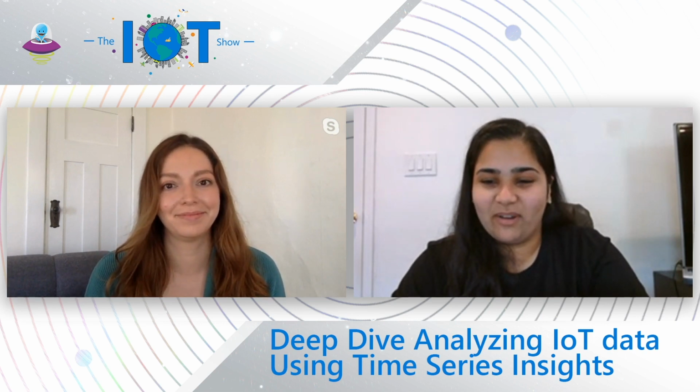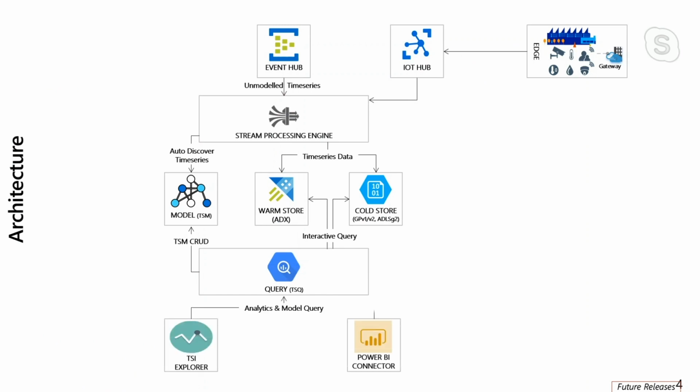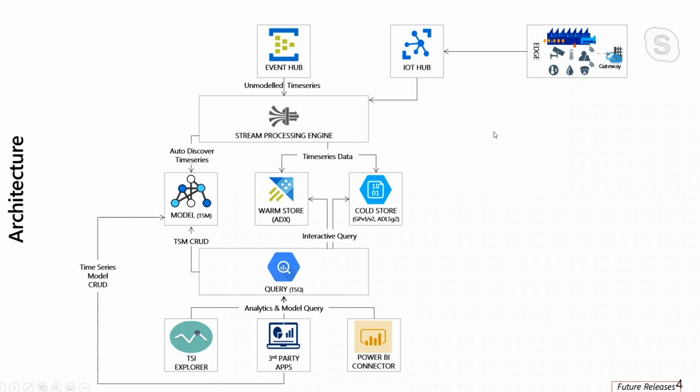All right, so sitting above the storage layer is our query layer, which is what I run on Time Series Insights. We offer 2 sets of APIs, ones that interact with warm and cold store for analysis of time series data, which we call Time Series Query APIs, or TSQ, and we have ones that interact with the model, called Model Query APIs, or TSMQ. The TSI Explorer, which is our out-of-the-box UX offering, and the Power BI connector are built using these APIs, but the APIs can also be leveraged by a user to build their own custom apps.